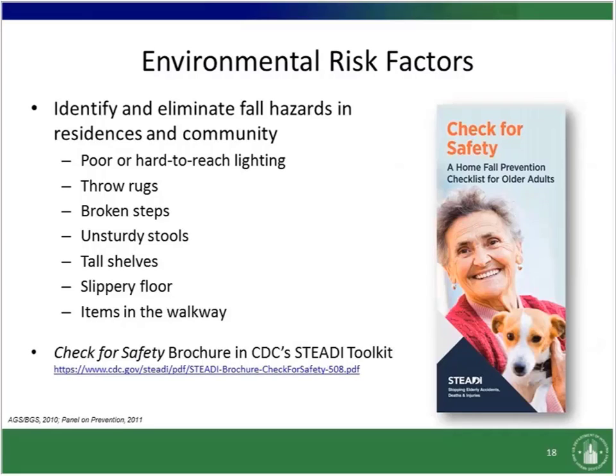And as we talked about the environmental factors previously, easy things that you can do is just make sure that you eliminate the hard-to-reach lighting. If you have other people that can give you help, maybe you can tell them to come in every 6 months to change the lighting. Fix the broken steps, get rid of the unsturdy stools, just be careful of slippery floors. Make sure you get rid of any throw rugs that can kind of lift up and cause you to fall. And then just get rid of any items in the hallway.